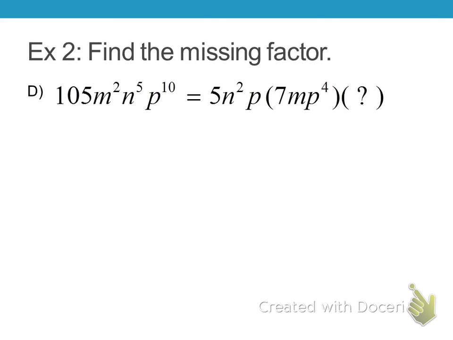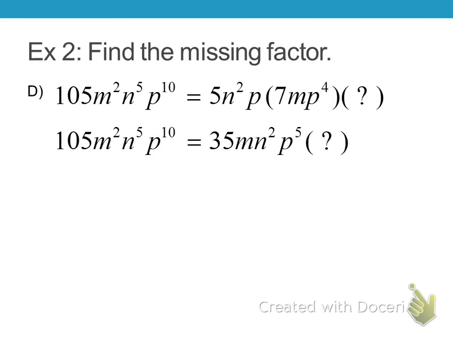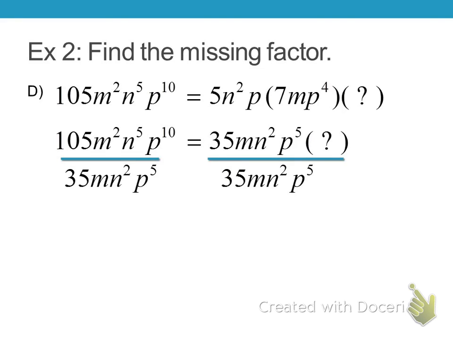He is absolutely correct. You gotta multiply these first and then divide both sides by that. So it'd be 35 n squared p to the 5th. Very good. So we're dividing both sides by 35 m n squared p to the 5th. And this came from just multiplying these guys out. So 5 times 7 is the 35. N squared goes here. M goes here. And then p to the 1st, p to the 4th is p to the 5th.